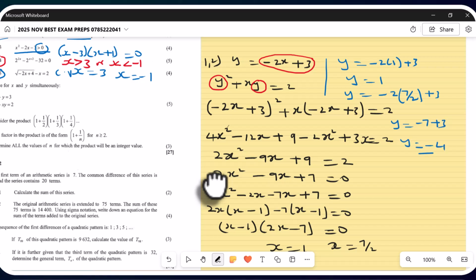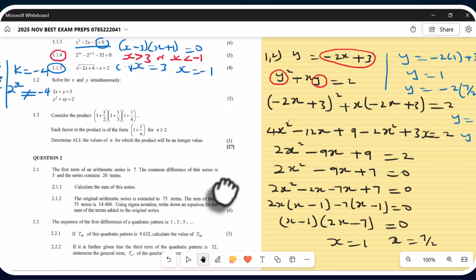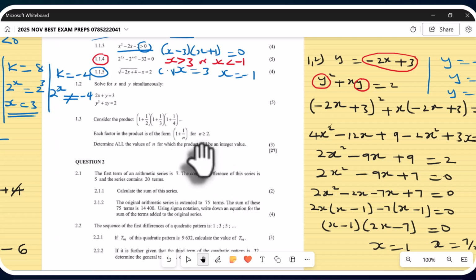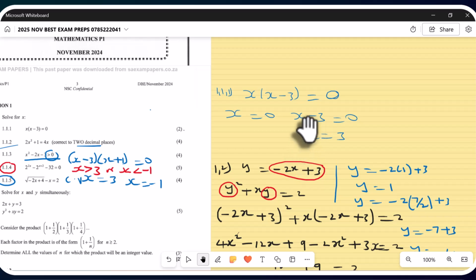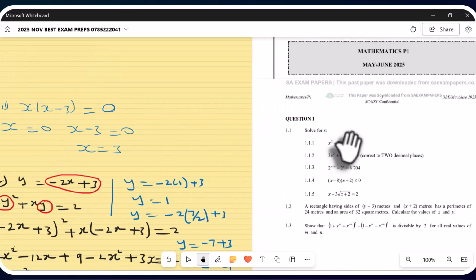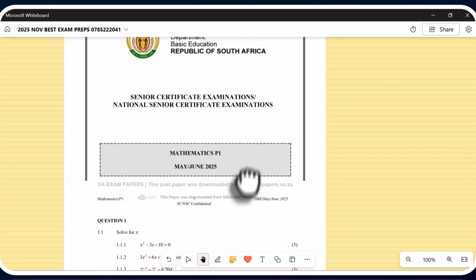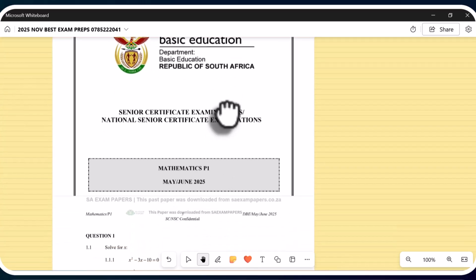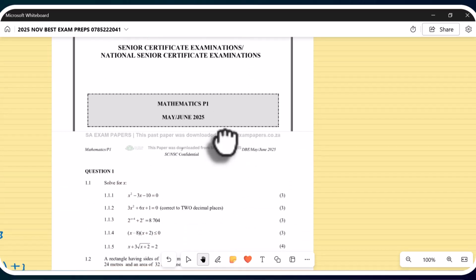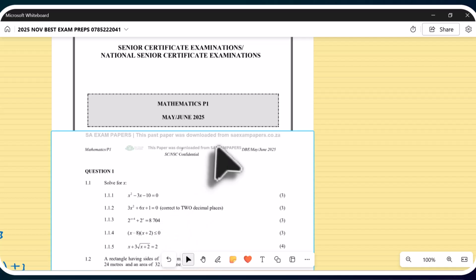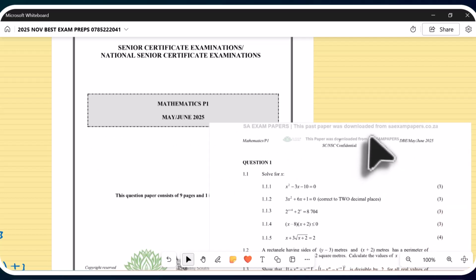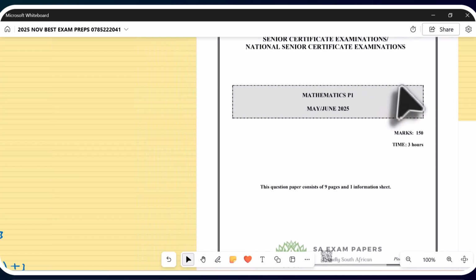Let us find out also the question 1 for May, June 2025, this very year, and see how you're supposed to do it. Okay, this is May, June 2025. I need enough space here. So this is what we have here. Now in this case, they said to solve for x, and they gave us x squared minus 3x minus 10 equals 0.